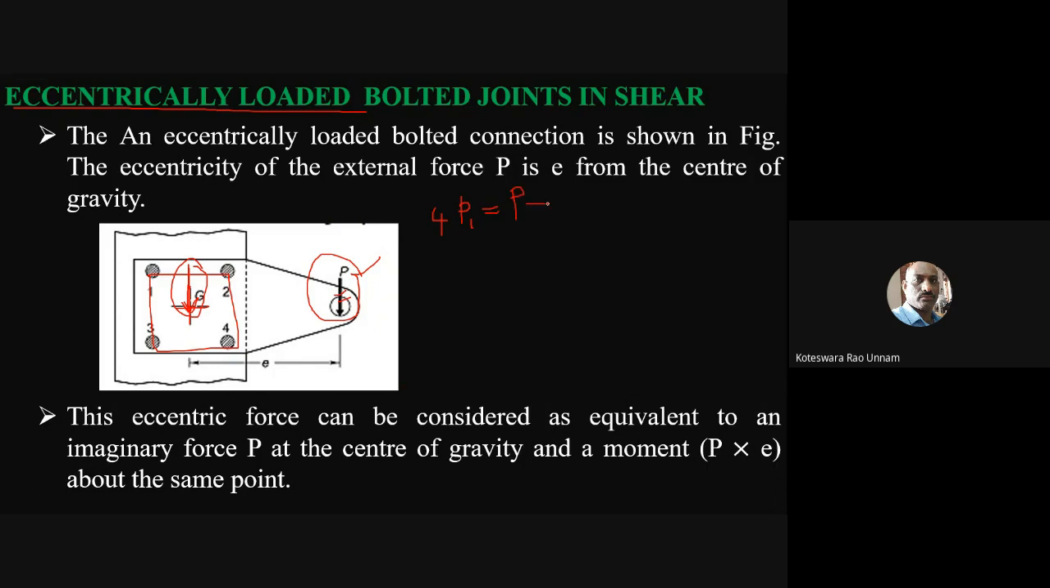So that means from this, what you can get is P1, the load on each bolt, is going to be P by 4, or P divided by 4. So that means the total load is equally shared among these 4 bolts, provided your load is a direct load. That's what we did in some of the problems we discussed earlier.